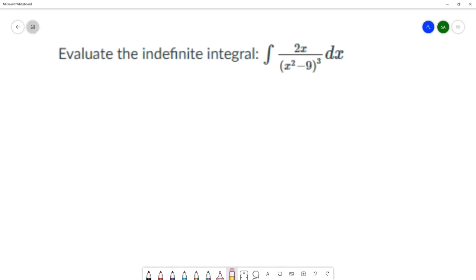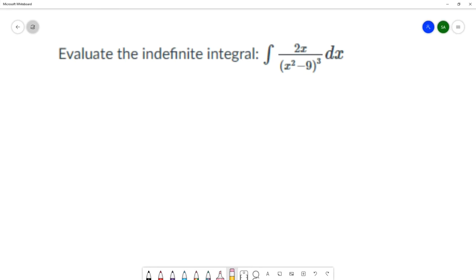On this question, we want to evaluate the indefinite integral of 2x over (x squared minus 9) to the third power dx. When I initially glance at this, what I'm looking for is something that I can use substitution on. When I use substitution, I'm looking for a portion that I can let be u, and I also want to have the derivative of that u within my expression.